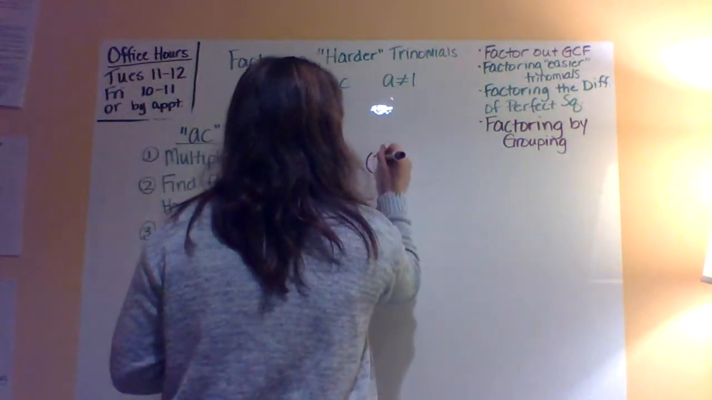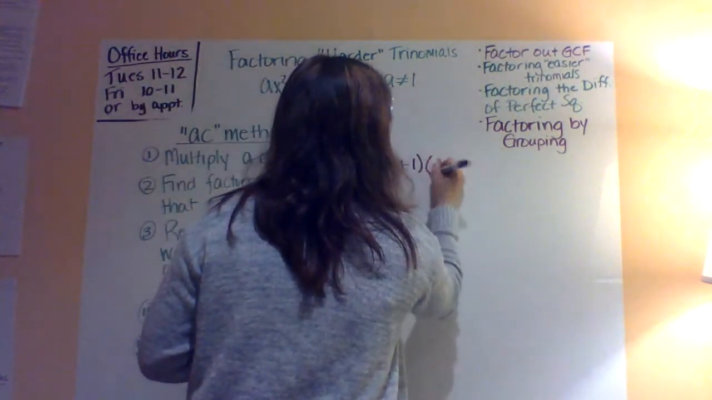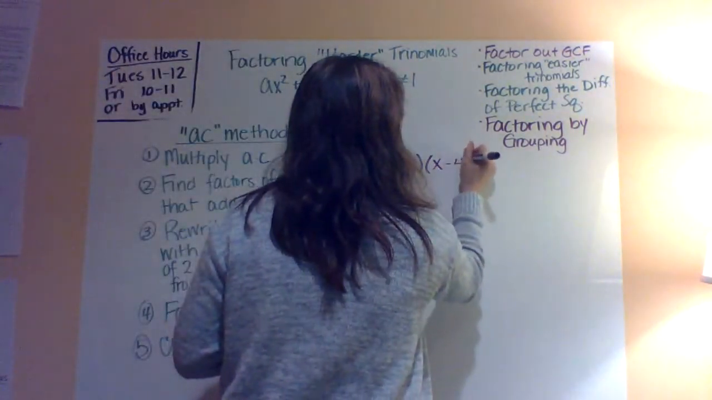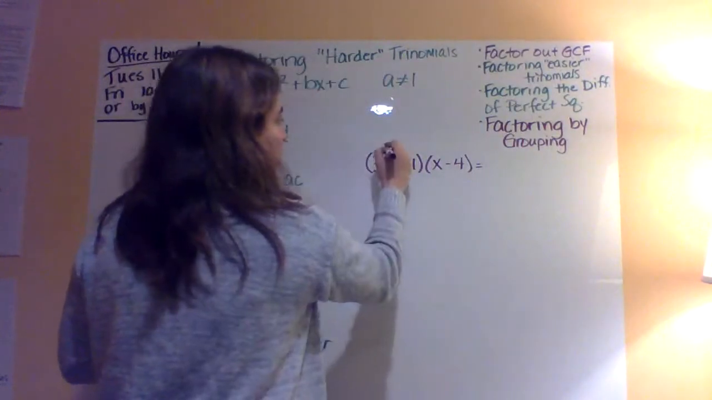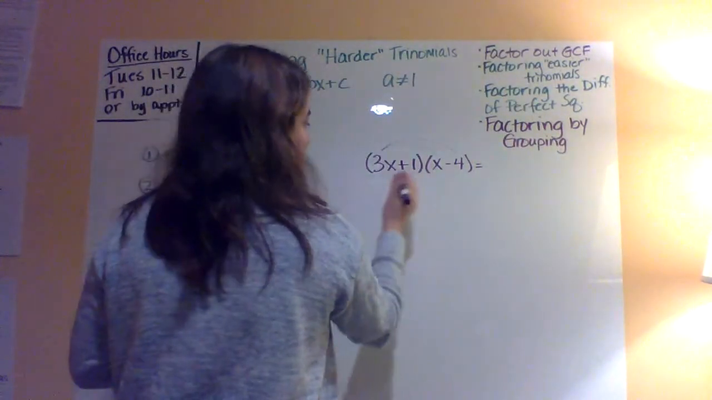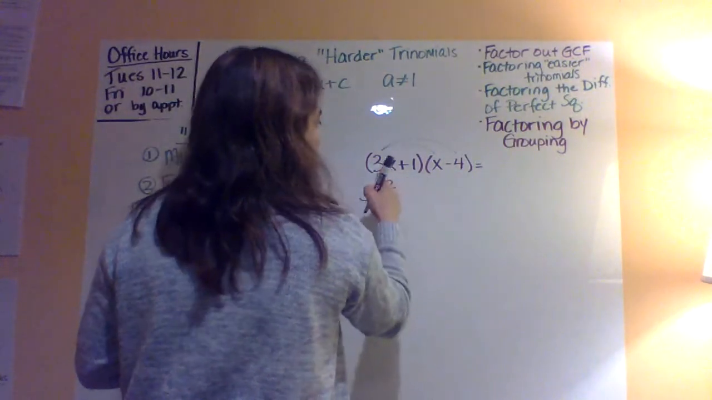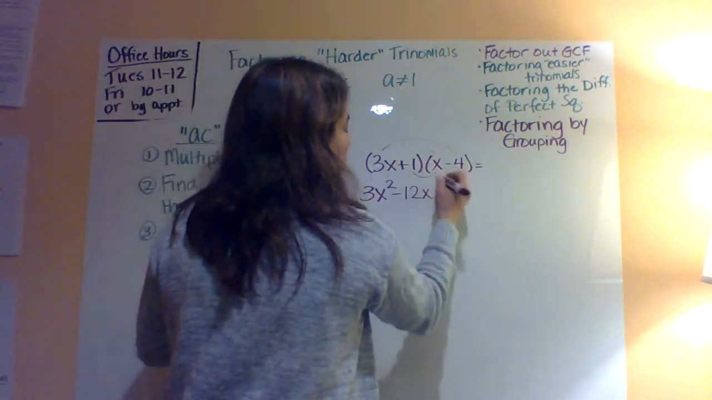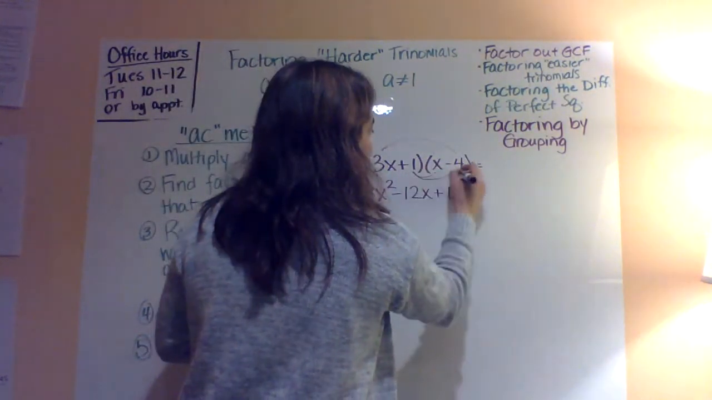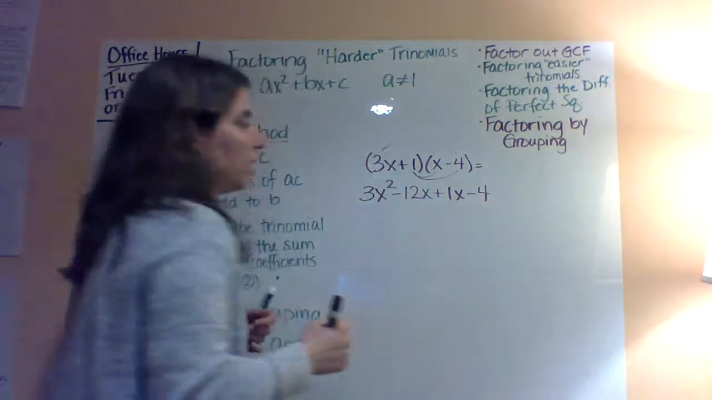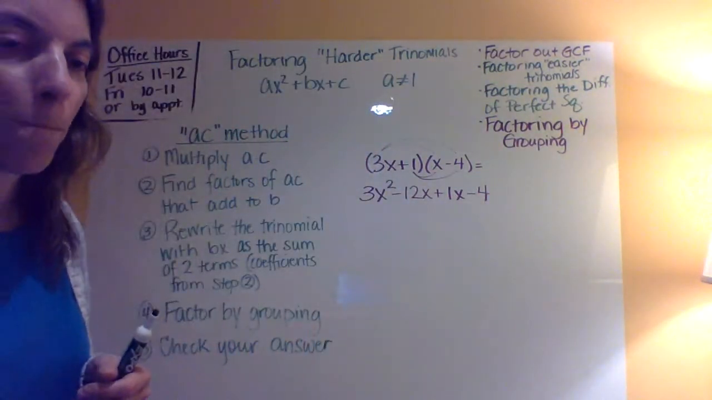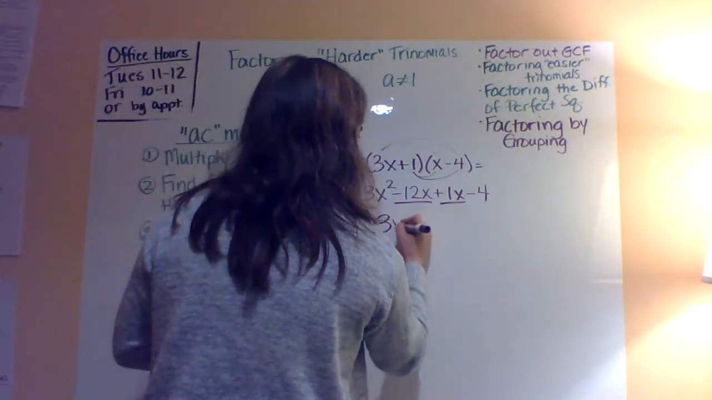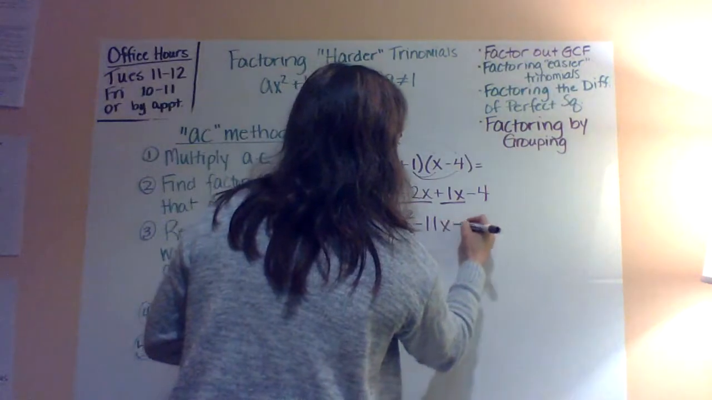So thinking again about how multiplying is the opposite of factoring, let's review what happens when we multiply these two binomials. Just like we've been reviewing all day, 3x times x is 3x squared. 3x times negative 4 is minus 12x. 1 times x is 1x. And 1 times negative 4 is negative 4. So now I can combine my like terms, and I would get 3x squared minus 11x minus 4.